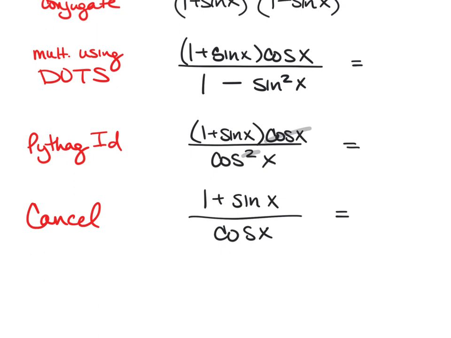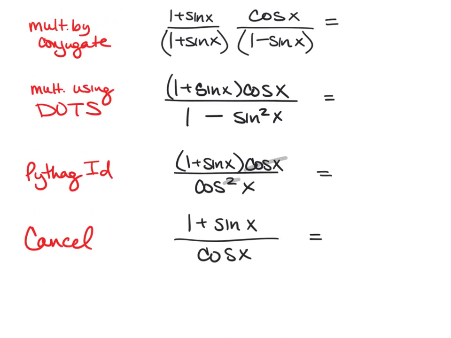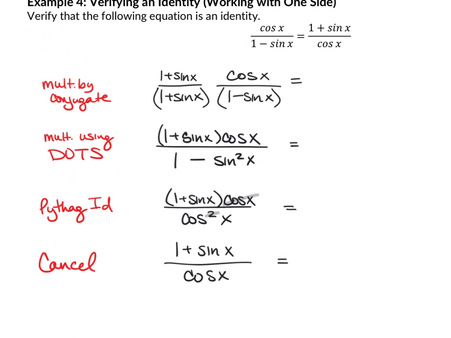Anybody notice something cool? We're done. That was our goal, right? Don't forget what the goal is. Our goal is to get it to look like 1 plus sine of x over cosine of x, and we've done it. Sometimes I get lost in these problems just doing a whole bunch of stuff, and I've maybe missed the fact that I'm done. So always keep the goal in mind.